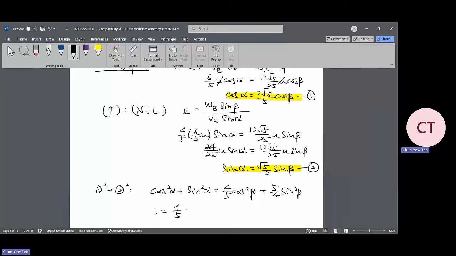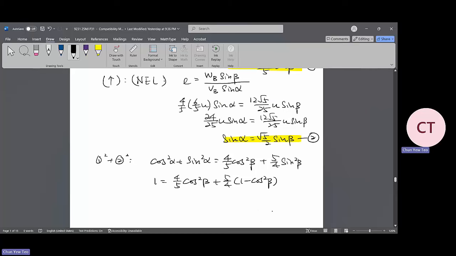The cos square and sine square, because they are related to the trigonometric identity, you can actually convert either cos square to become 1 minus sine square, or you can convert sine square to become 1 minus cos square. We do it like this. Then we will have a quadratic equation, cos beta in the square form. So if you expand and simplify, you will get this one as the 4 over 5 minus the 5 over 4 cos square beta is plus the 5 over 4.